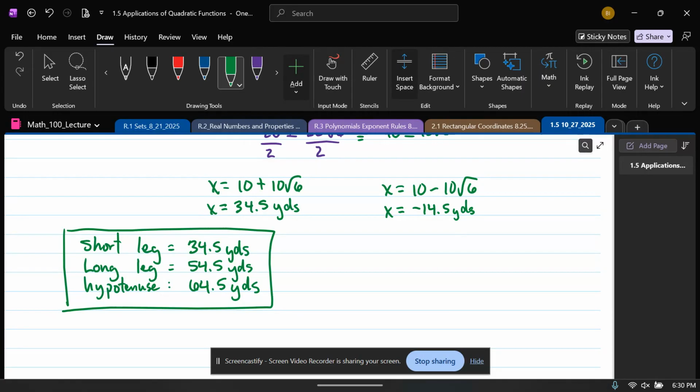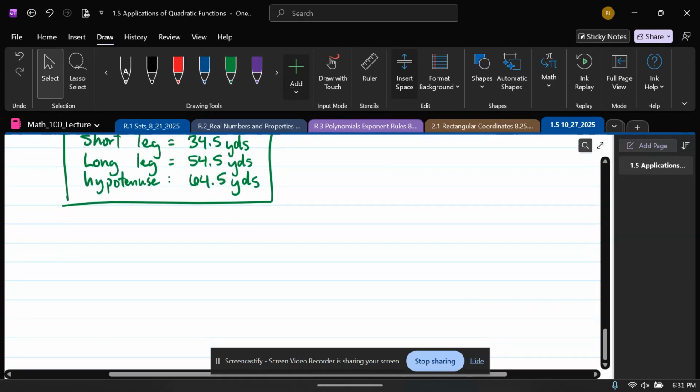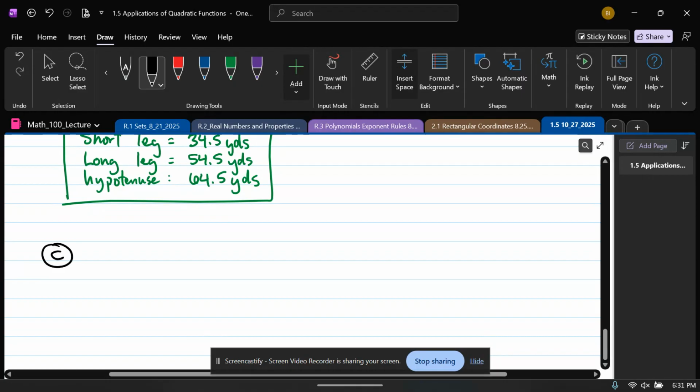All right, so a little bit of Pythagorean theorem mixed in there. All right, one more application problem, and then we'll get to the inequalities and get out of here. So, all right, example C. A much shorter word problem.